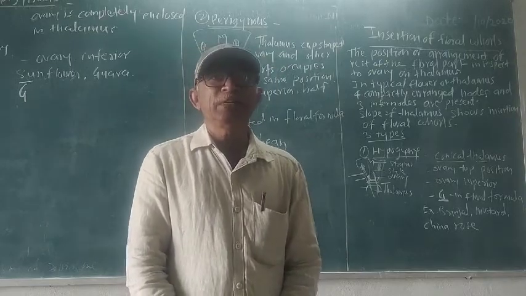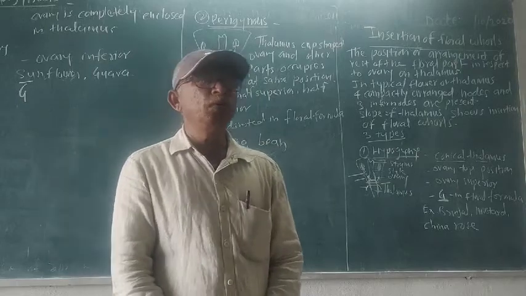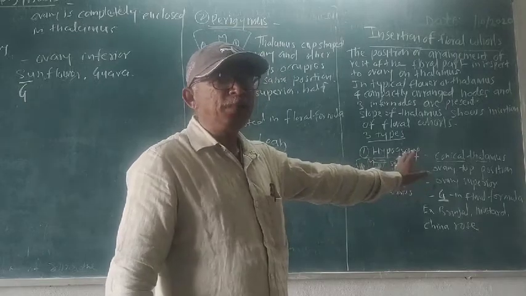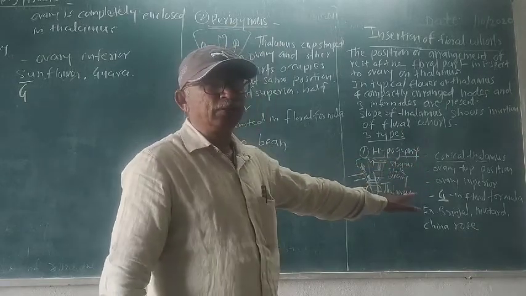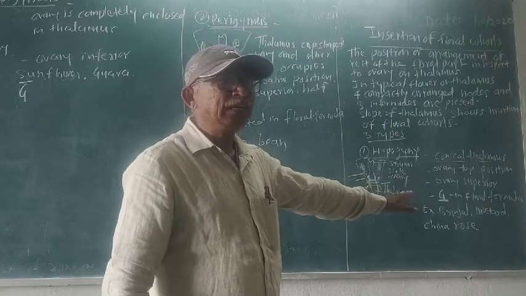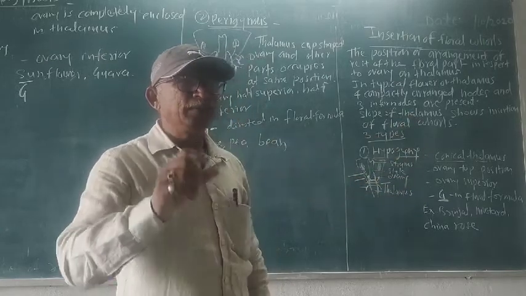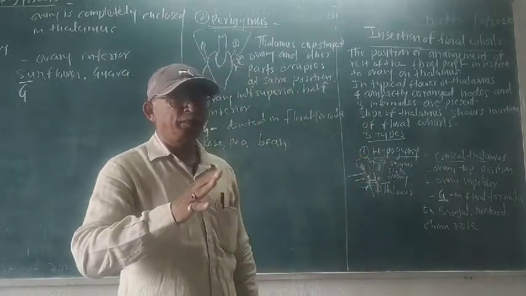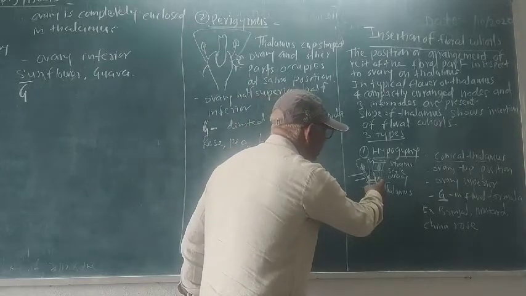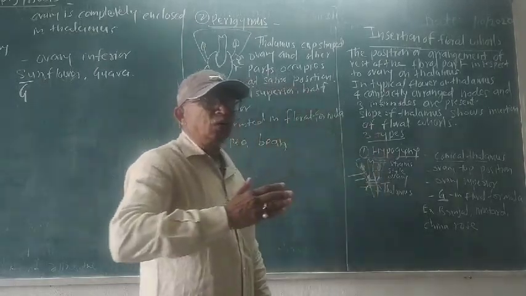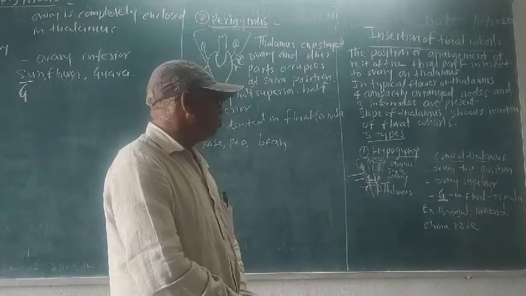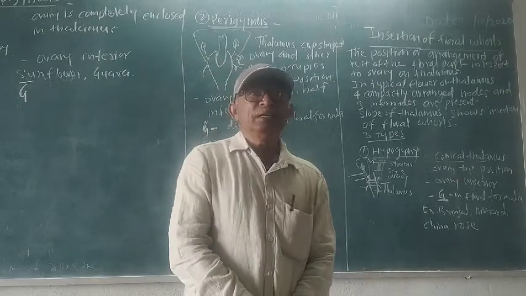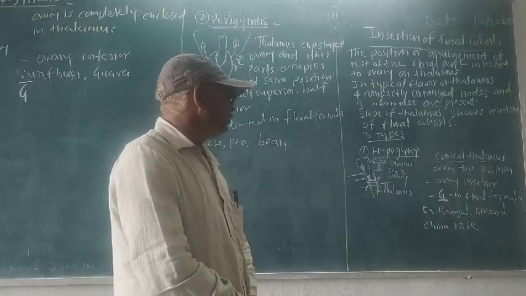Now there are three types according to the position of the ovary. Now see here, hypogyny, these are all Greek words. Hypo means below, gyne means gynoecium. Ovary is present at the top of the thalamus, and the remaining parts, calyx, corolla, androecium, are present at the lower side. So this type is called hypogyny. The flower is called a hypogynous flower.